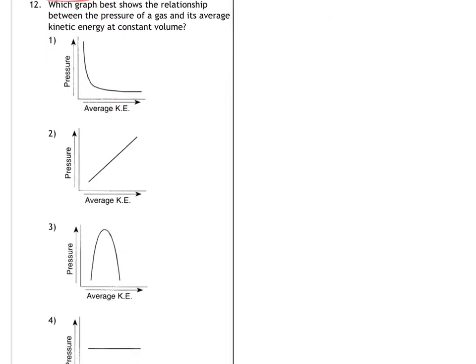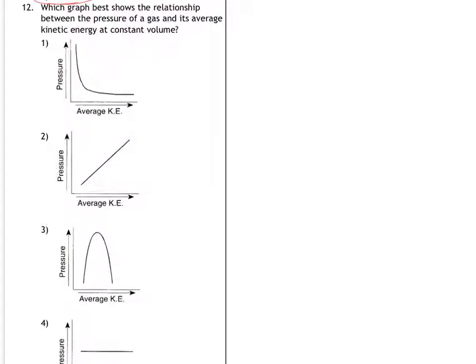All right, number 12, a graph question. Which graph best shows the relationship between the pressure of a gas and its average kinetic energy at constant volume? All right, I put in my combined gas law equation again. We're going to keep volume constant this time. And we're looking for the relationship between pressure and average kinetic energy. Average kinetic energy is actually just temperature, especially if we use the Kelvin scale. So they're really just looking for the relationship between pressure and temperature.